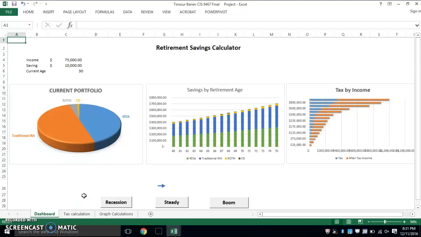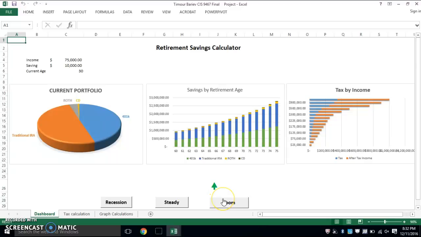As you can see, a 30-year-old person who makes $75,000 a year and puts $10,000 of it away can expect to have $350,000 in savings by the age of 65 under recession, $500,000 under steady market conditions, and close to $1.5 million under market boom. The last graph visualizes the general idea that the higher the income is, the higher the percentage of it is getting taxed.